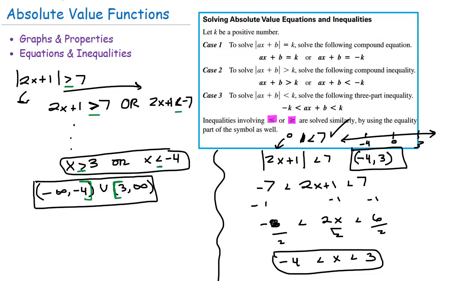Okay, so this was our absolute value functions, some things about their graphs and properties. Also, we looked at some equations and how to solve the inequalities.